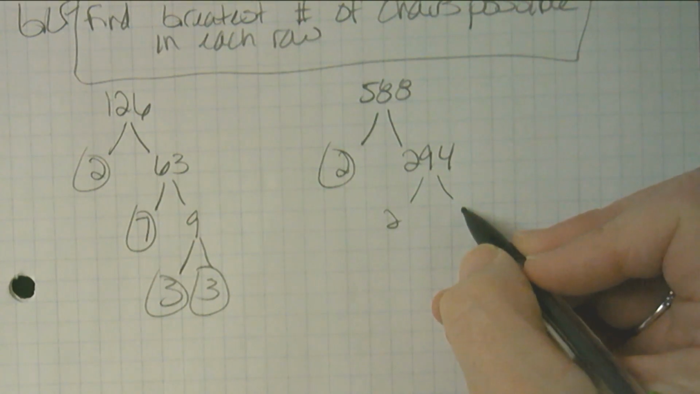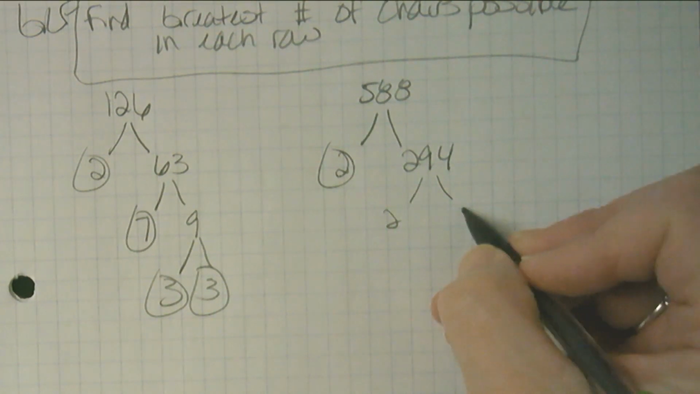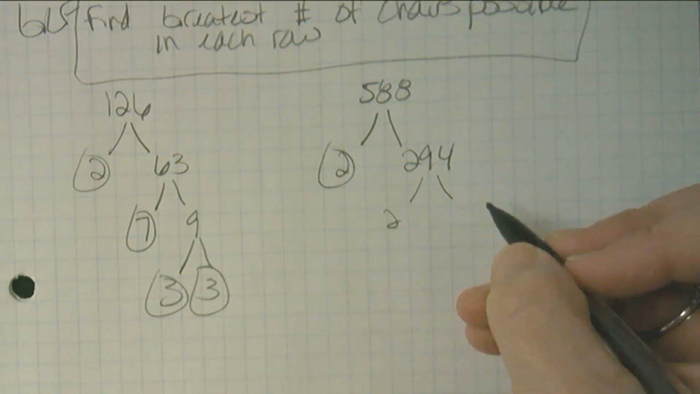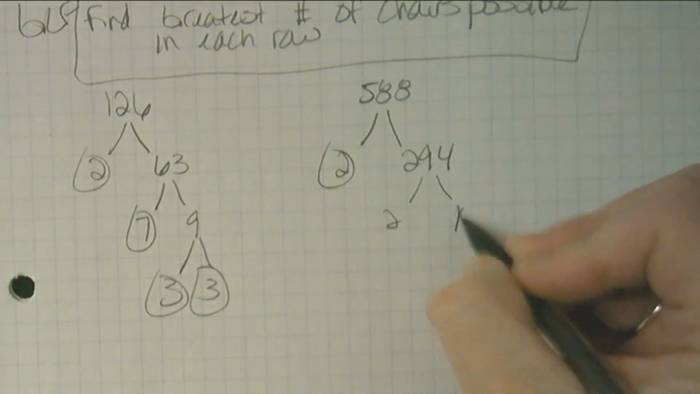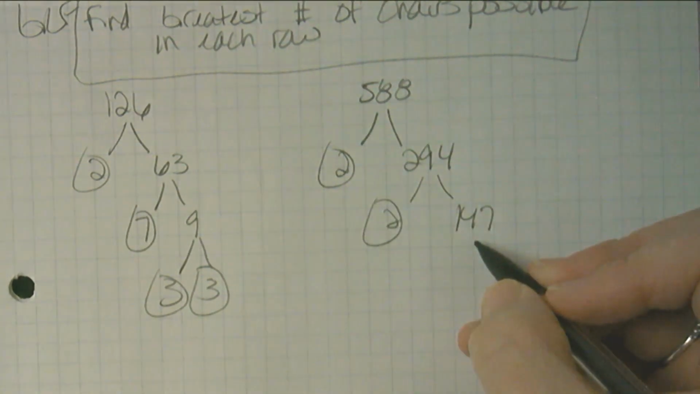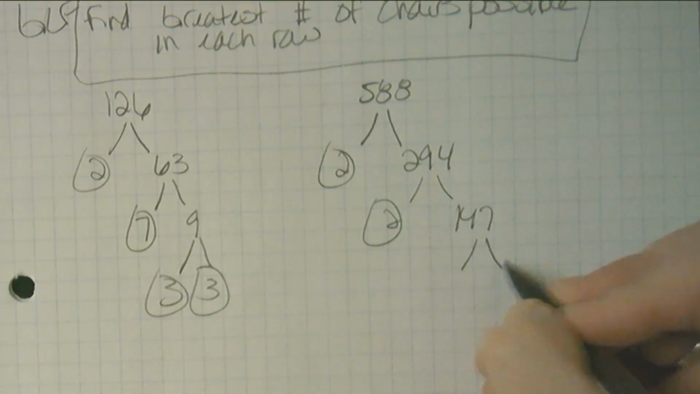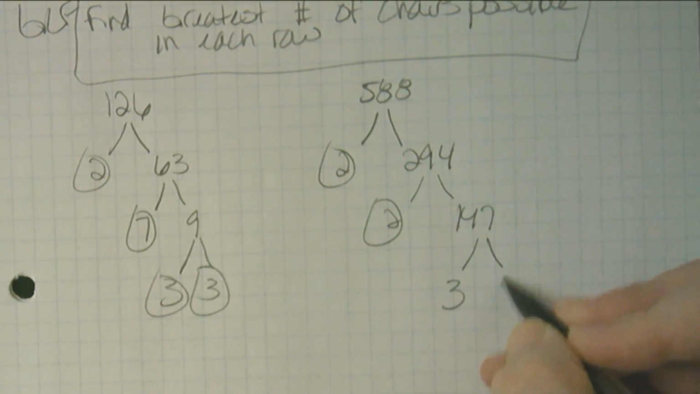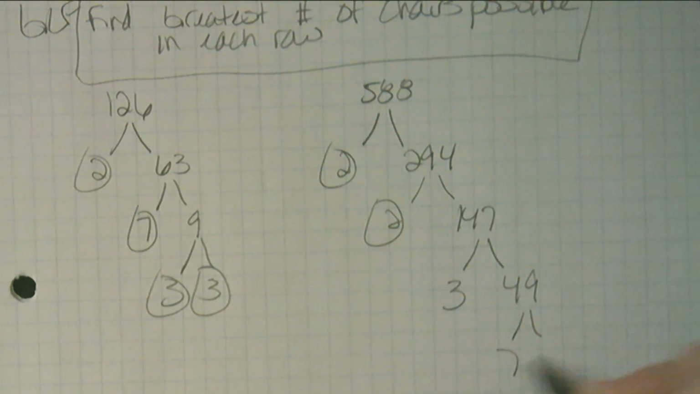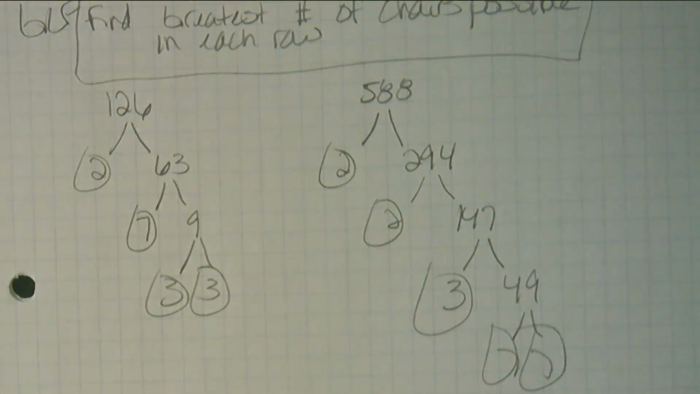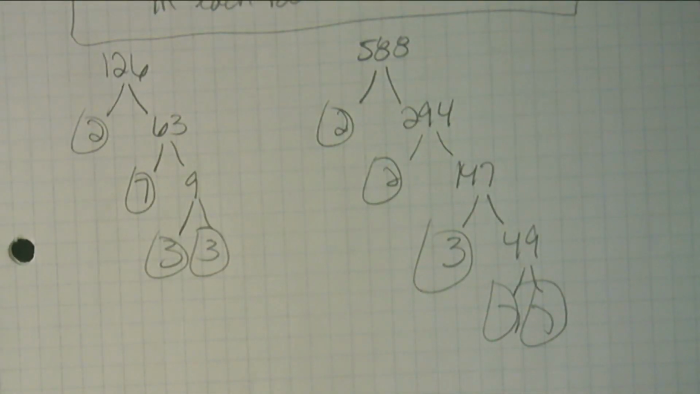Say that again. I can't hear you. Thank you. 147. Sorry. And then 147, is that prime? What is that? Excellent. Those bigger numbers can be harder. That's when we use our divisibility rules. All right.